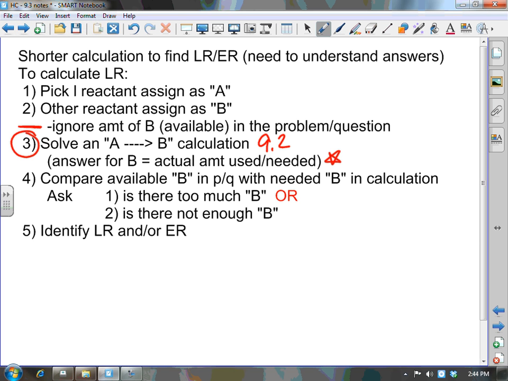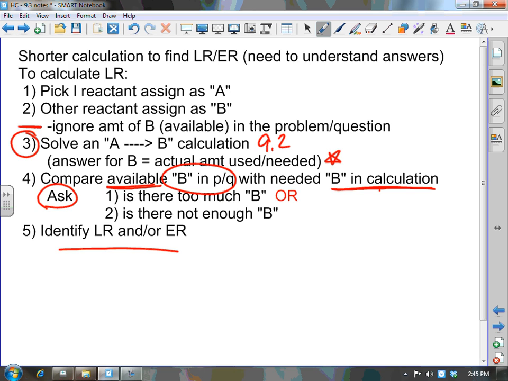So with that answer, you're going to take the number that's given to you in the problem or the question. That's what's available. And you're going to compare it to the amount of B that you found in the calculation. And you're going to ask yourself 2 questions. I've got a certain amount available. Is there too much B, or do I not have enough B based upon the calculation? And depending upon how you answer that question, you're going to know the answer to the limiting reactant and the excess reactant. Now, I've gone through that quickly, but I could sit here and go through a bunch of examples on the video, and it would take a long time.